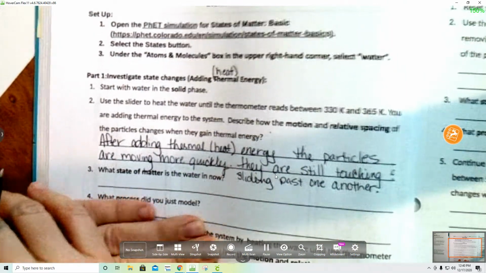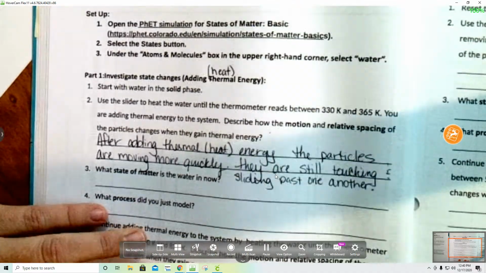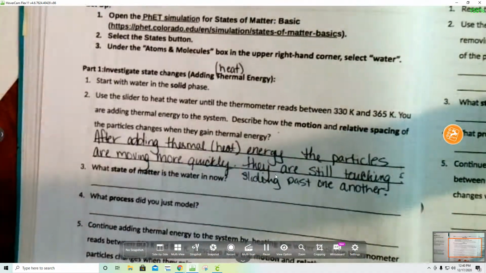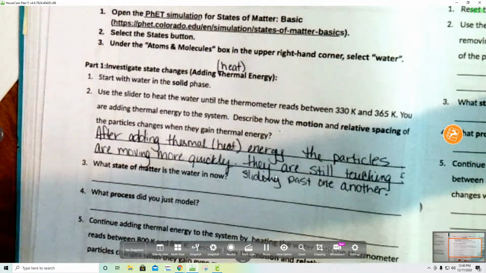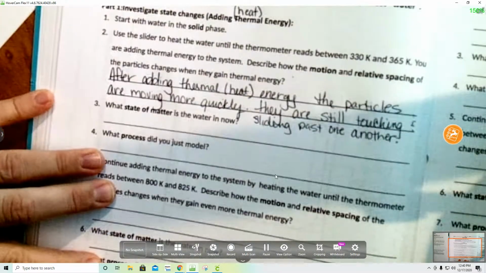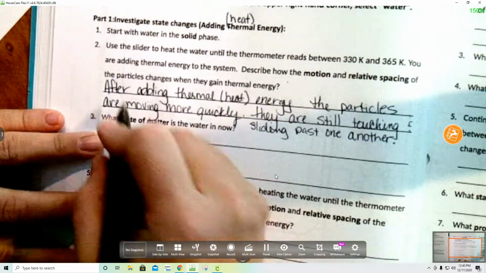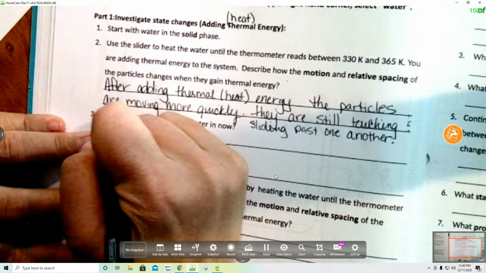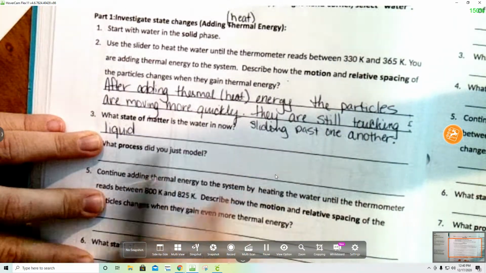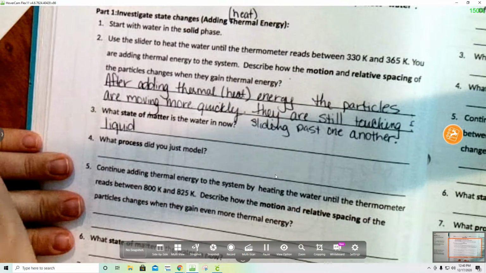Okay. Now I asked you to think about what does that sound like? They're moving more quickly than when they're in a solid state. They're slipping and sliding past one another. What does that sound like to you? Well, hopefully you said liquid. So we went from a solid to a liquid. What state of matter is the water in now? It's in the liquid state.